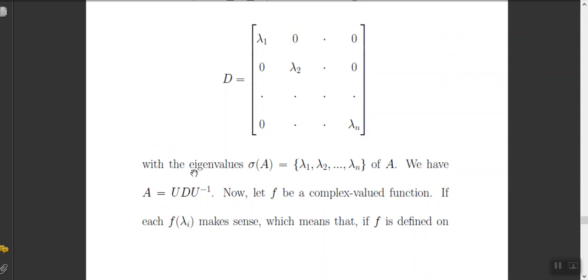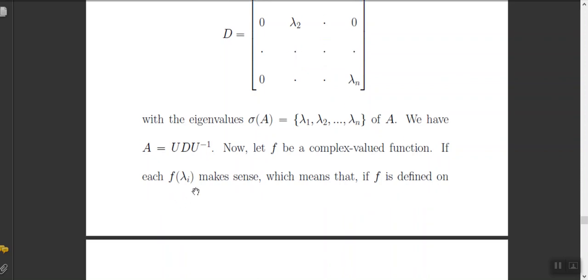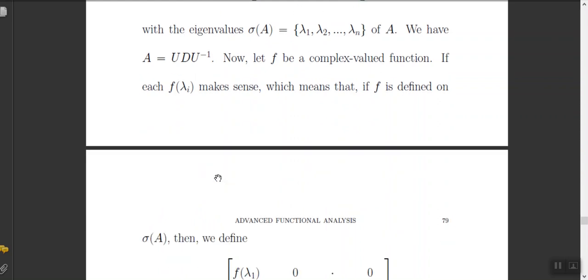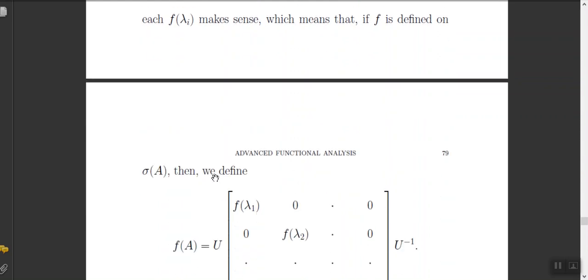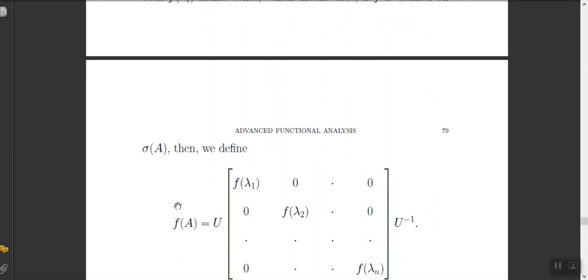Now suppose that A is normal, so it is diagonalizable and can be written like this. And suppose that F is a complex-valued function of a complex number such that F is defined on the spectrum of A. What does it mean? It means F of lambda 1, F of lambda 2 up to F of lambda n are defined, so F of lambda i makes sense. Now we are going to define F of A like this.